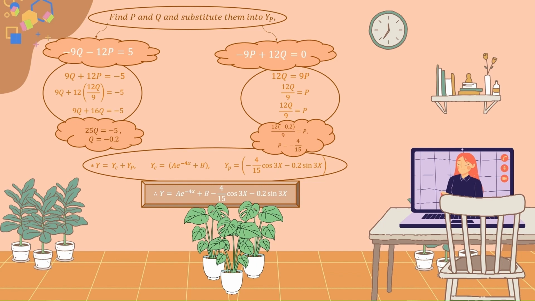And then we can take 12q over 9 and put it in the other equation in order to find q. So 9q plus 12p will become 9q plus 12 multiplied by 12q over 9 equals negative 5, which will give us 9q plus 16q equal to negative 5, or 25q equal to negative 5, and q equal to negative 0.2. We can then substitute this in the other equation, which is 12 multiplied by negative 0.2 divided by 9, which will give us the answer of p, and p will equal negative 4 over 15.